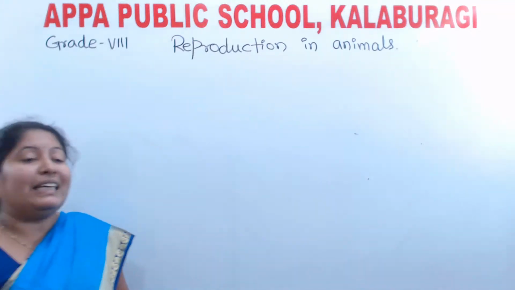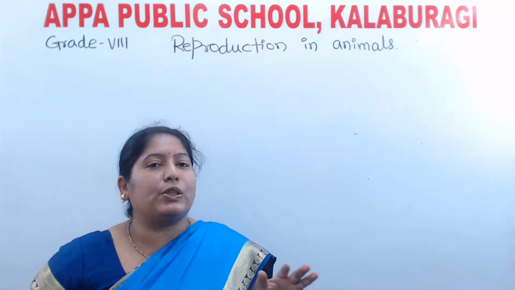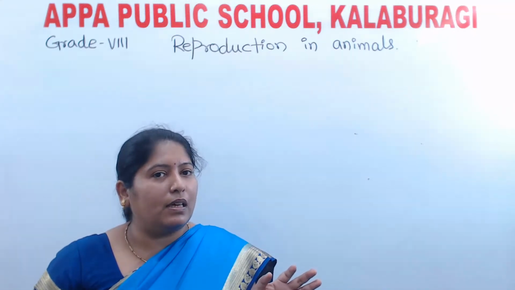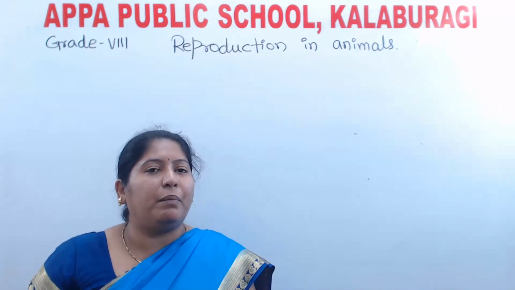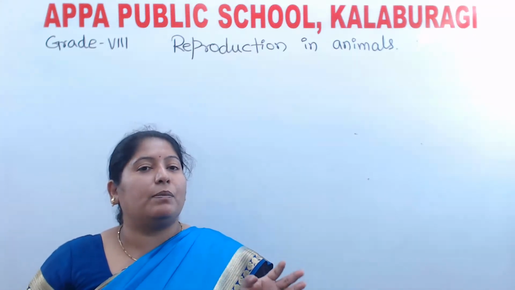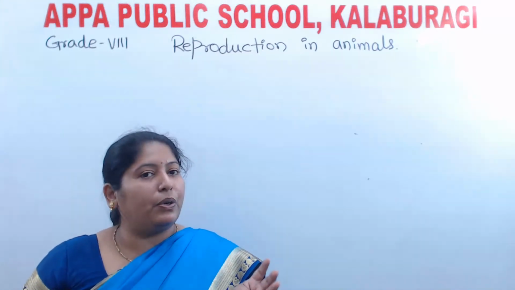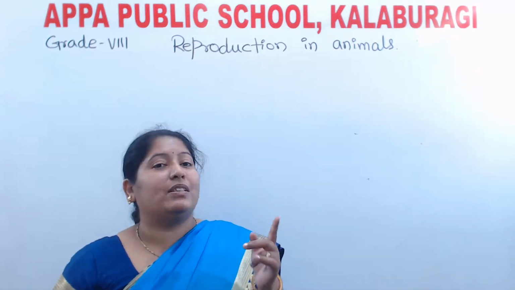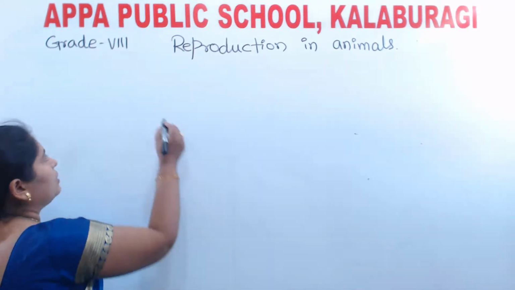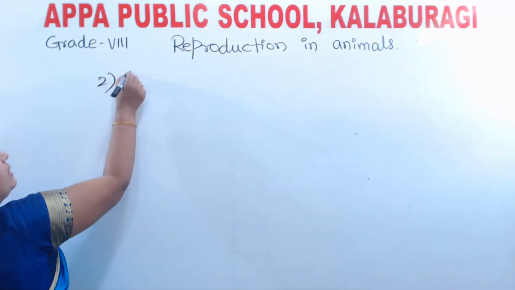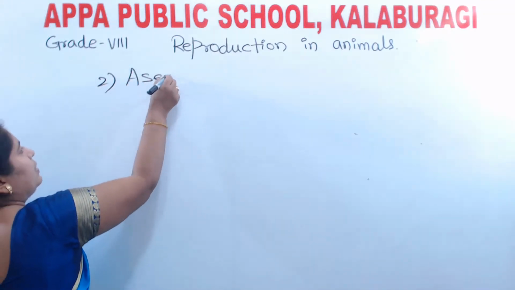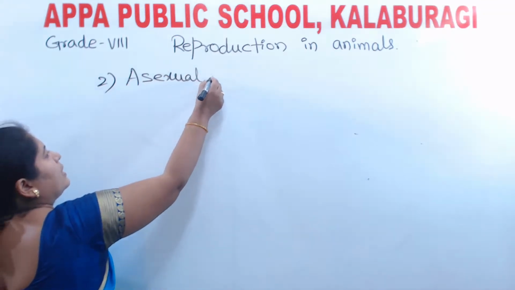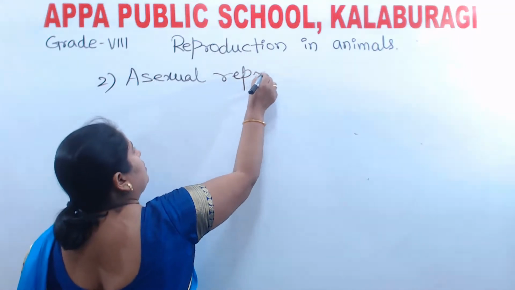Yes, students. Till now we have studied completely about sexual reproduction and the IVF process. Right? In sexual reproduction, we have studied the role of gametes, the process of fertilization, and the process of formation of embryo and fetus. So the next type of reproduction is asexual reproduction. This is the second type of reproduction, that is asexual reproduction.